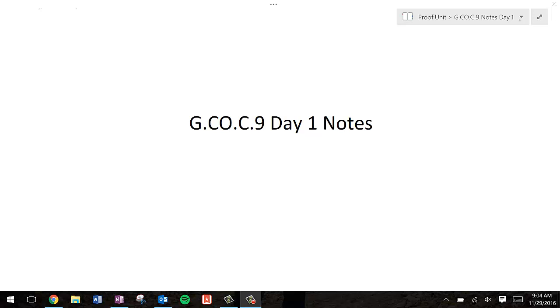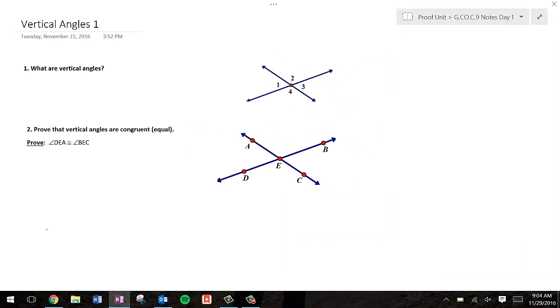Hey guys, Mr. Marone here, bringing you the first day of notes for G.C.9, which is all of the different angle relationships we have here in geometry. So we're going to start off with one that we've talked about in the past, but we're going to really define it today, and that is vertical angles.